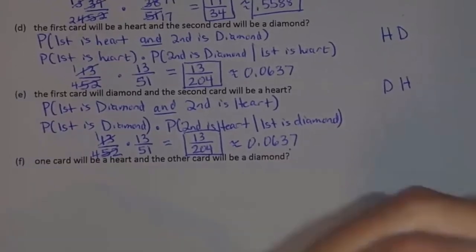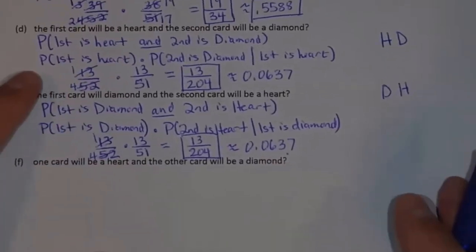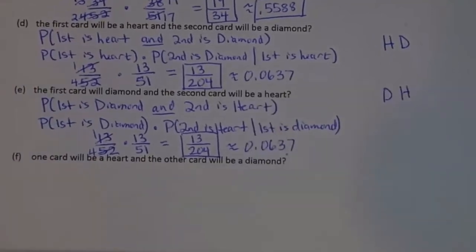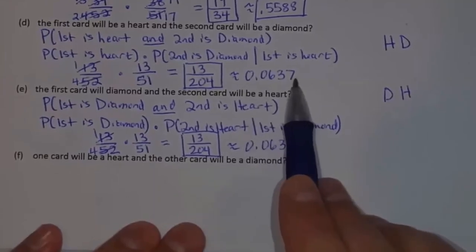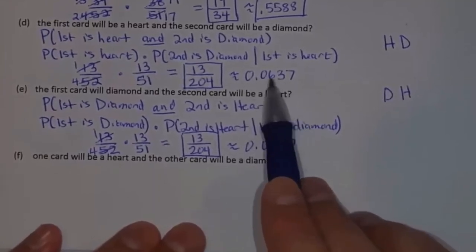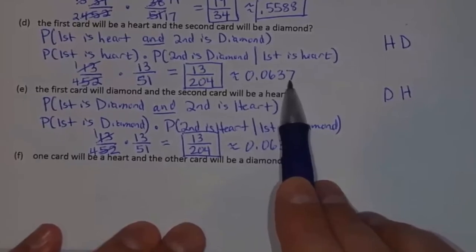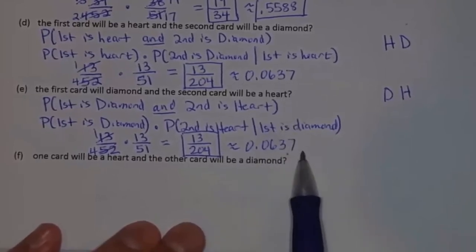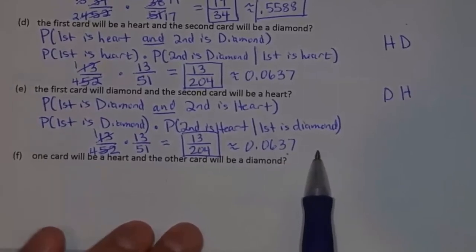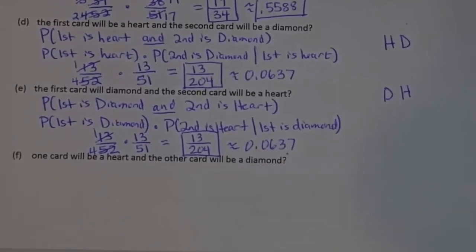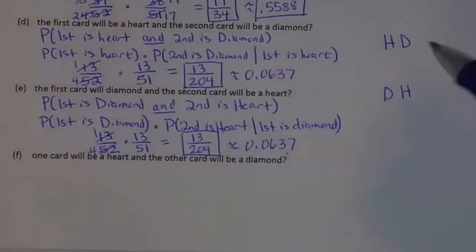So again, if I repeat the experiment a large number of times, 10,000 times, draw the first card, draw the second card, and put them back, shuffle the deck, do it again, do it again. If I did that 10,000 times, about 637 times, the first card would be a heart, the second card would be a diamond. About another 637 times, the first card would be a diamond and the second card would be a heart. So those are the probabilities. They do have the same probability, but they're different outcomes.